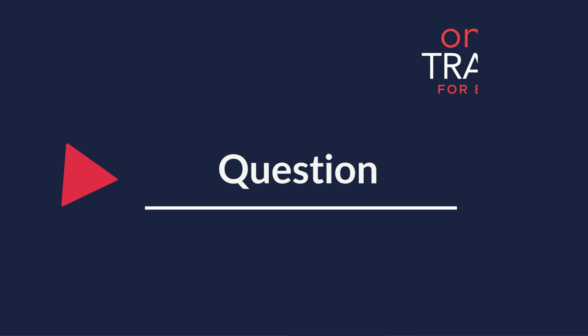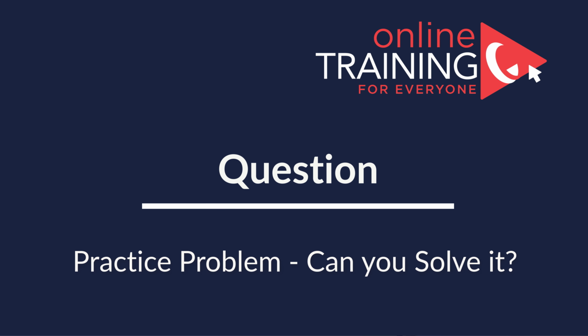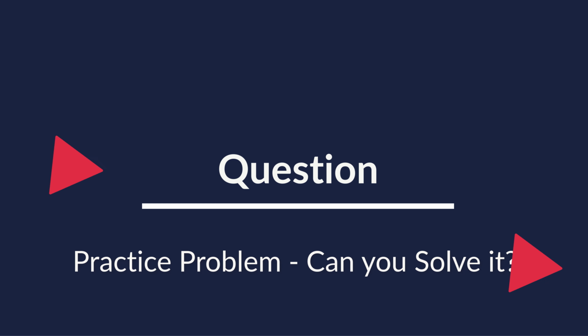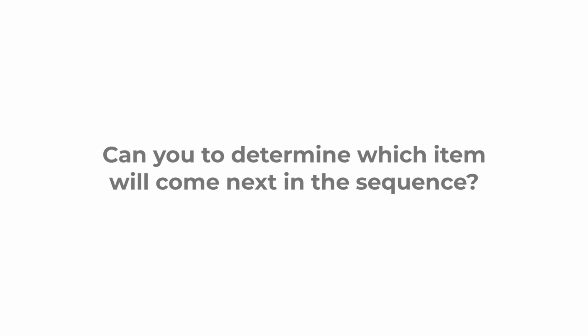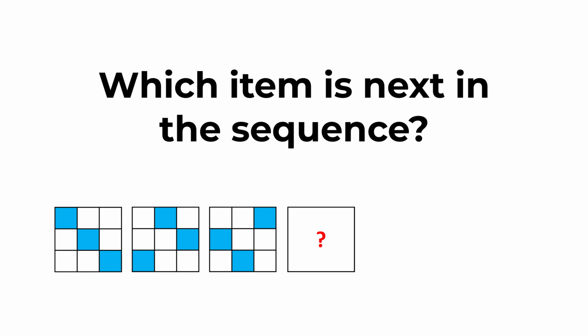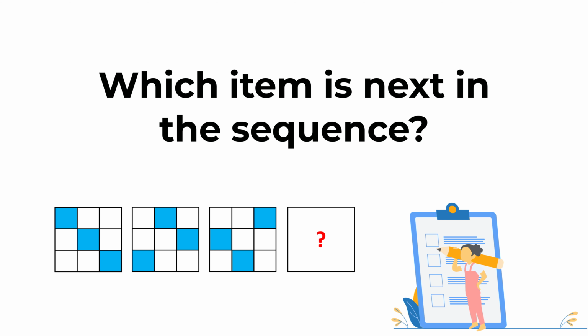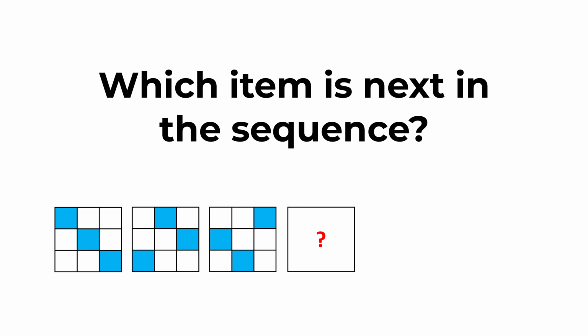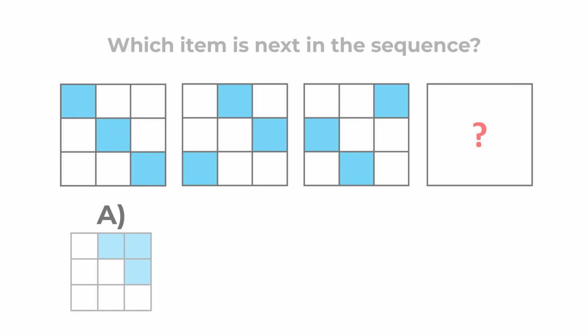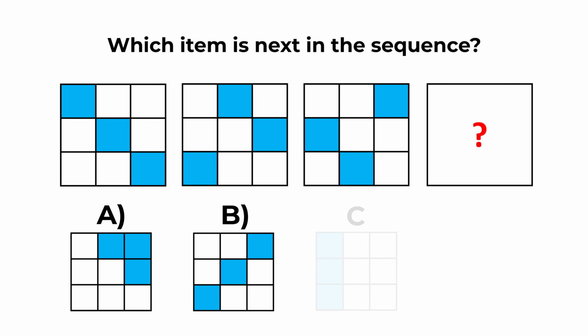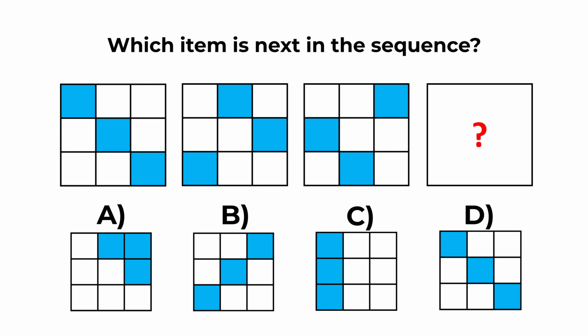And now I have a practice question for you. You need to determine which item comes next in the sequence. You're presented with 3 large squares. Each large square contains 9 small squares inside, and the small squares are of a different color. And the 4th square is missing, and you have 4 different choices to choose from. Choices A, B, C, and D. Do you see the answer?